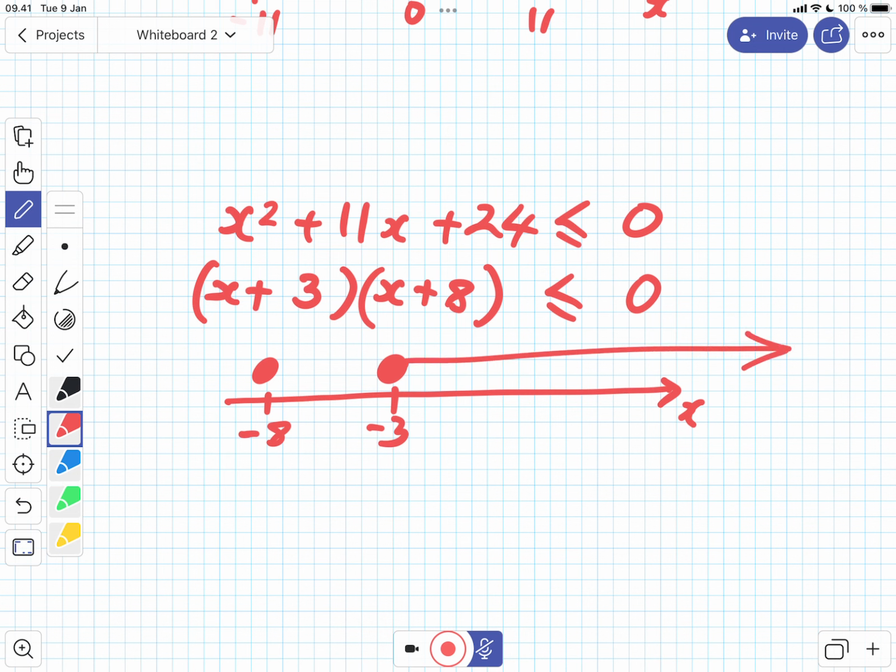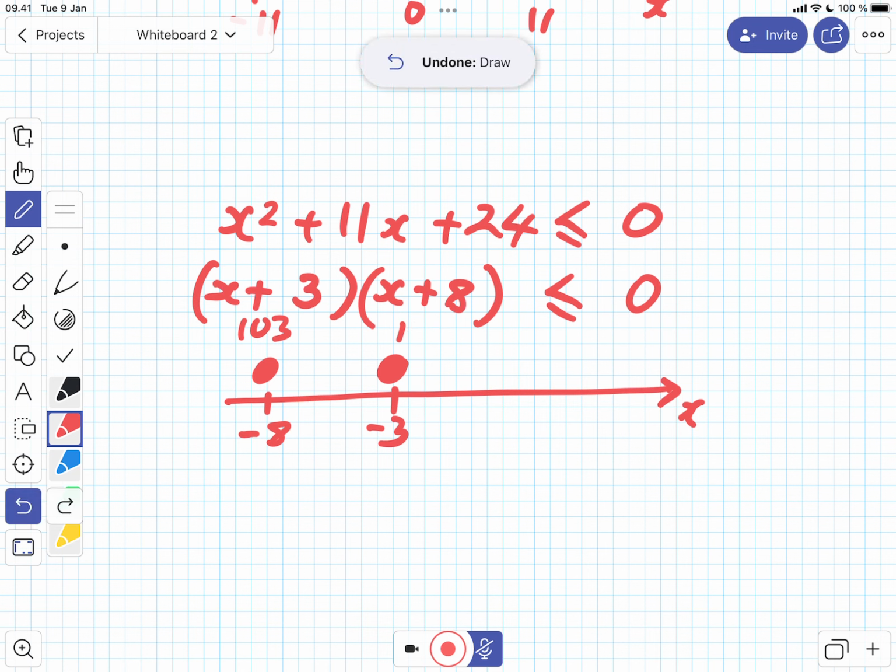So up here, say if x is 100, then we would get 103 times 108, which is a very big positive number. That's not going to be less than 0. So above -3 or to the right of -3 doesn't work. Let's think about what happens to the left of -8.